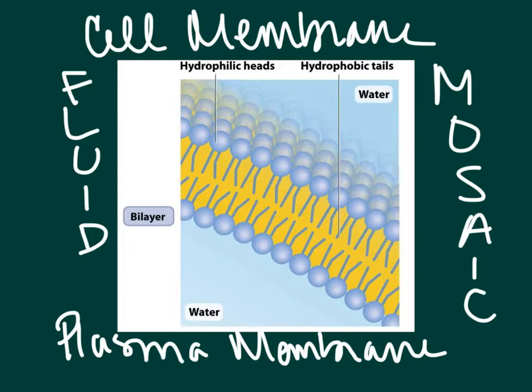A specific kind of lipid. It's a phospholipid. So we can see here one layer of phospholipids and another layer of phospholipids.